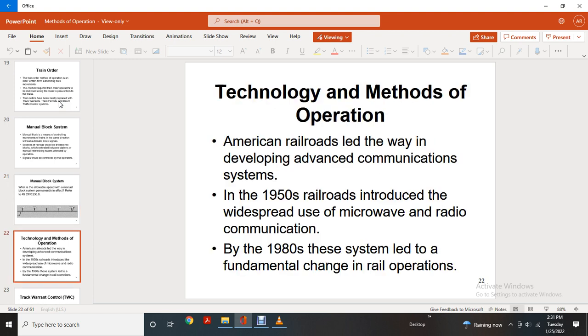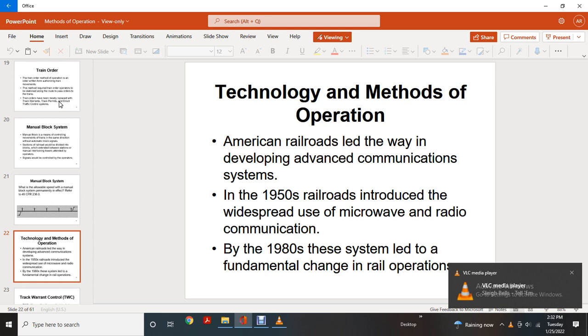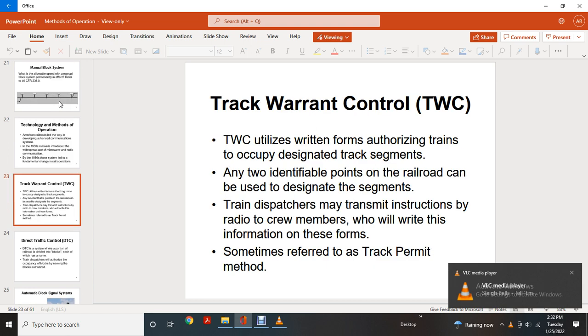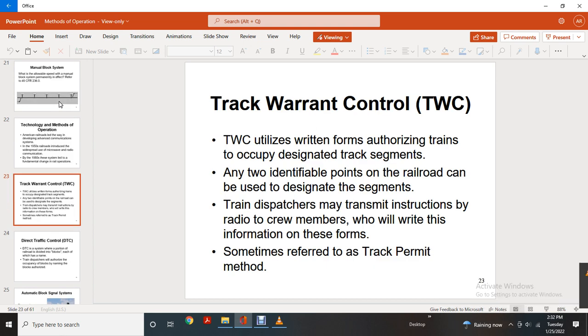Technology and method of operation. American railroads led the way in developing advanced communication systems in the 1950s. Railroads introduced widespread microwave railroad communications in the 1980s. These systems led to a fundamental change in rail operations.